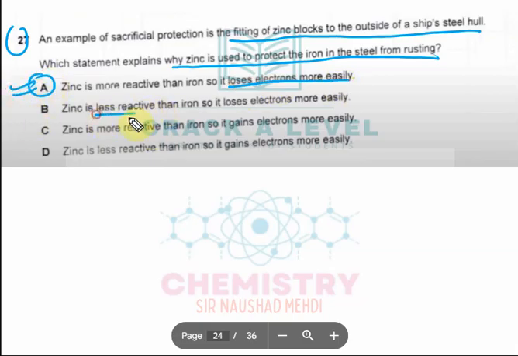Zinc is less reactive? No, zinc is more reactive than iron. Zinc gains electrons? No, because a metal always loses electrons, it does not gain them. So that is also not correct, and less reactive is also not correct. So option A is the correct answer.